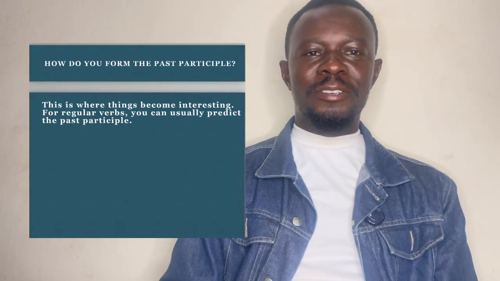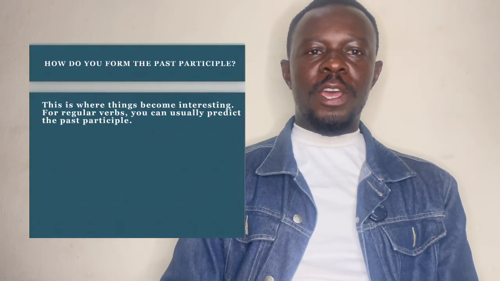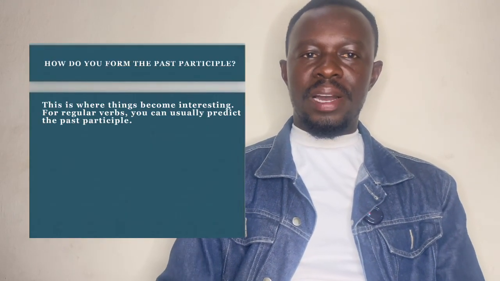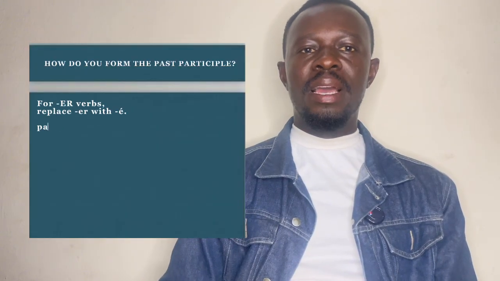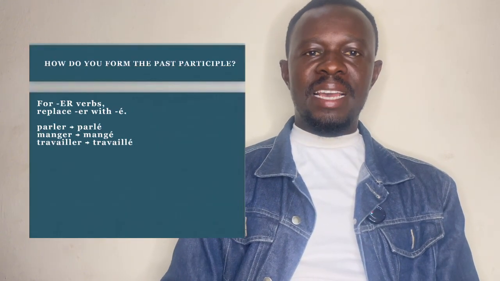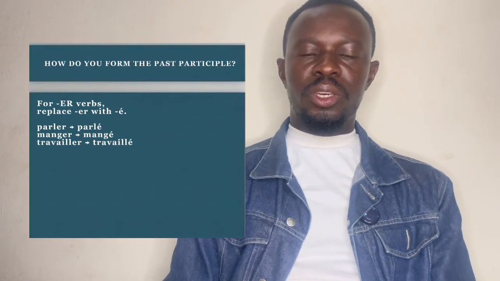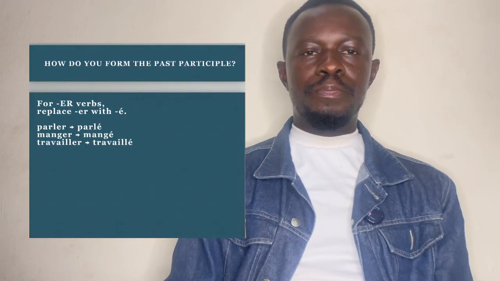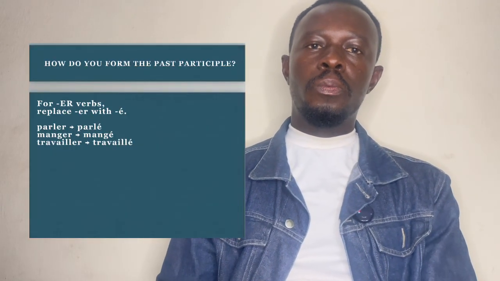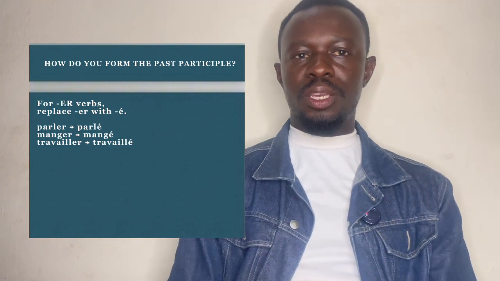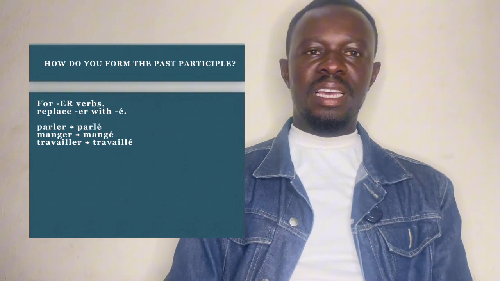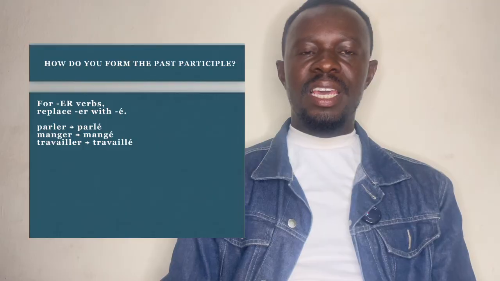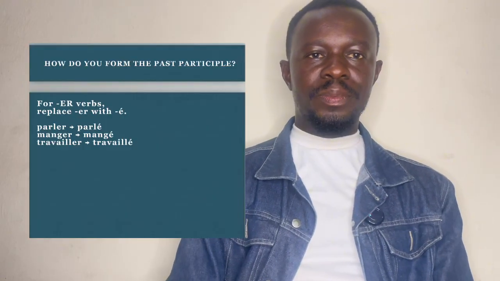How do you form the past participle? This is where things become interesting. For regular verbs, you can usually predict the past participle. For example, for -er verbs, replace -er with é, that's e with an acute accent. Now you can see it in parler. Parler changes to parlé. Manger, mangé. Travailler, travaillé. The sound is the same.